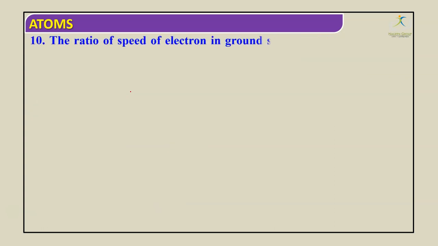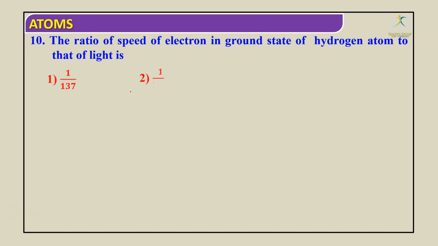Next, the ratio of the speed of the electron in the ground state of a hydrogen atom to that of light is: 1 by 37, 1 by 137, 1 by 207, 1 by 237. So let's move to the solution part.